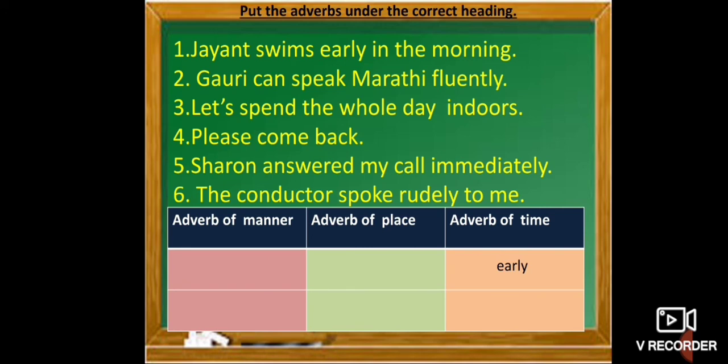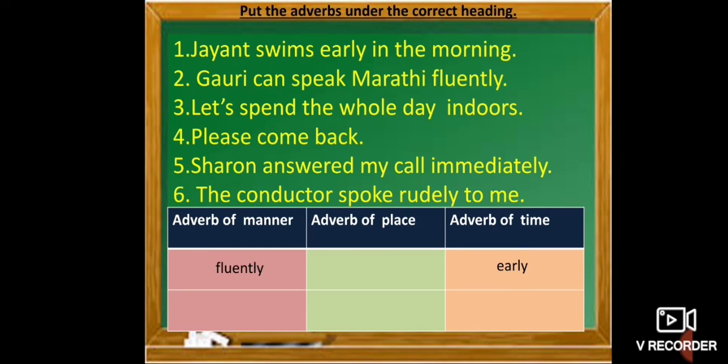Gauri can speak Marathi fluently. Now, it is talking about her way of speaking. So, way means manner. Manner means what question will you ask? How? How Gauri can speak? Fluently. So, it is adverb of manner.